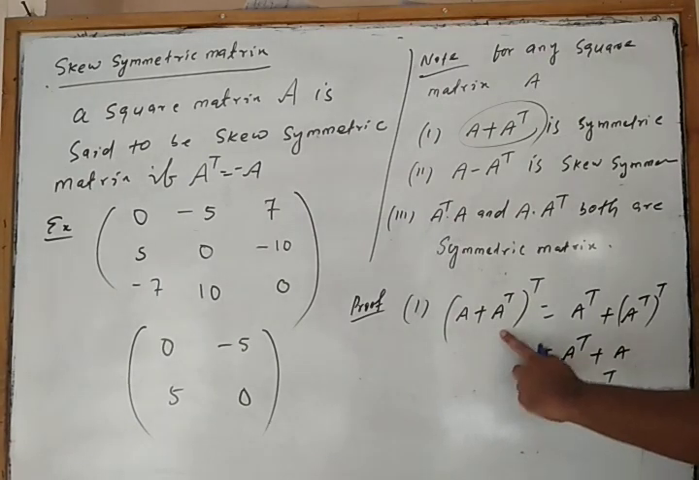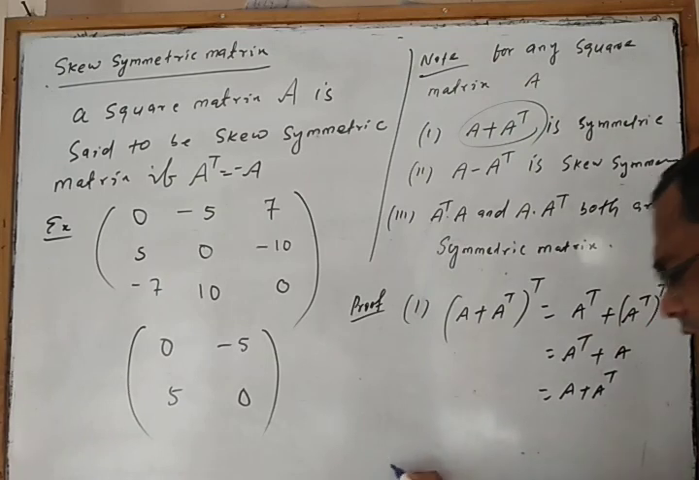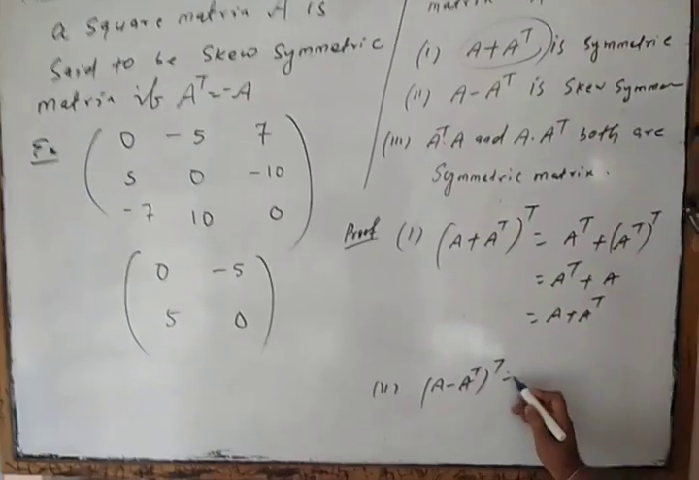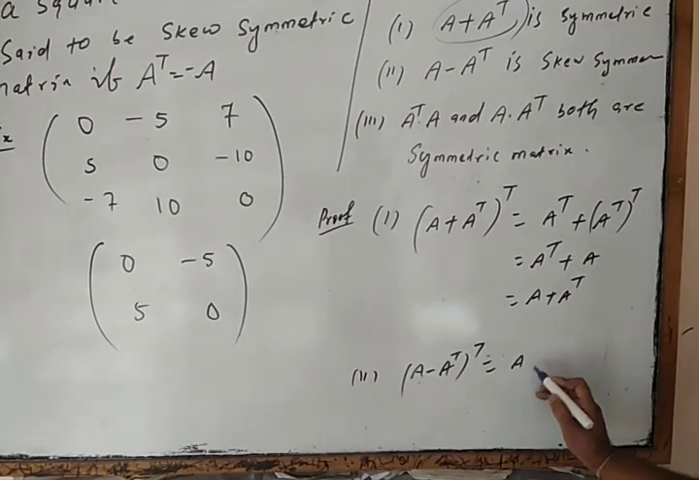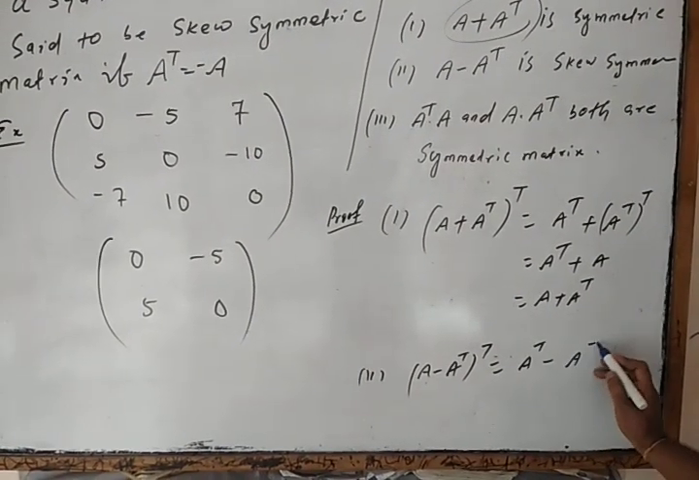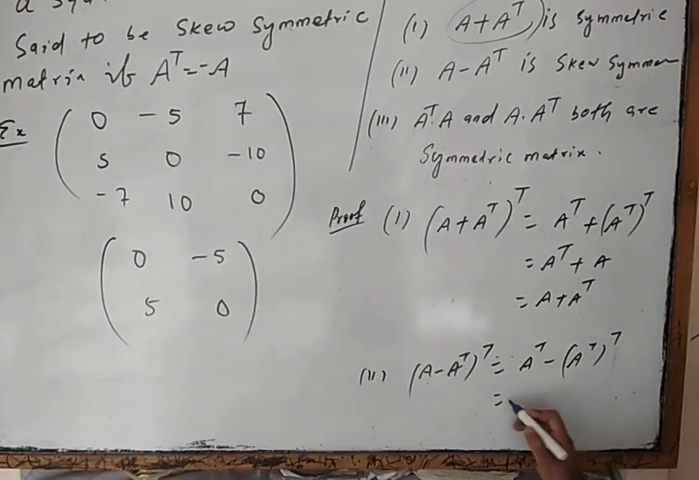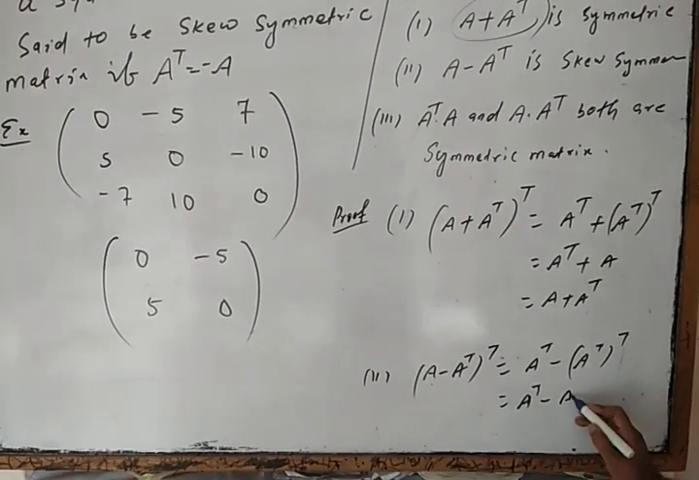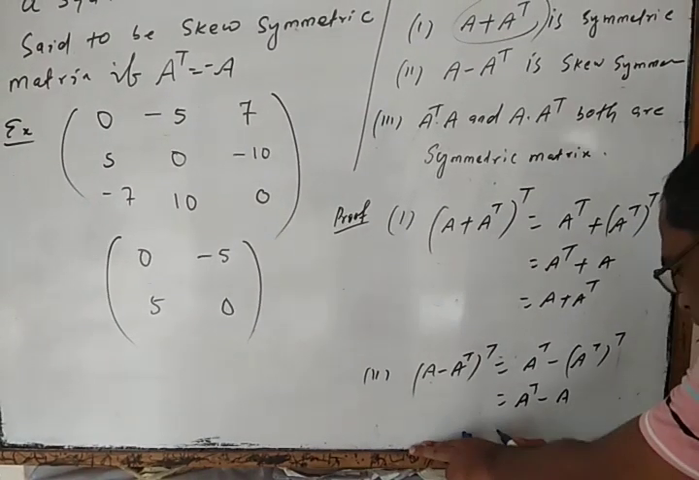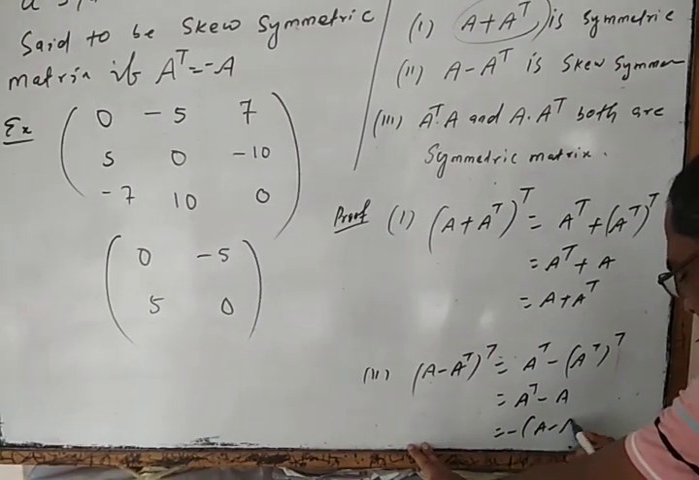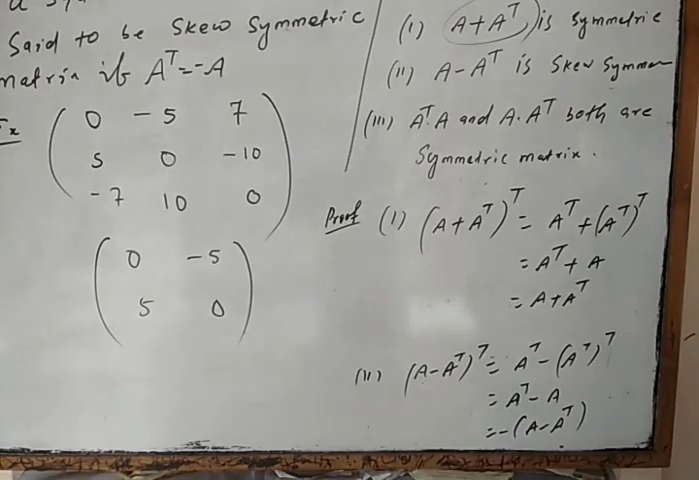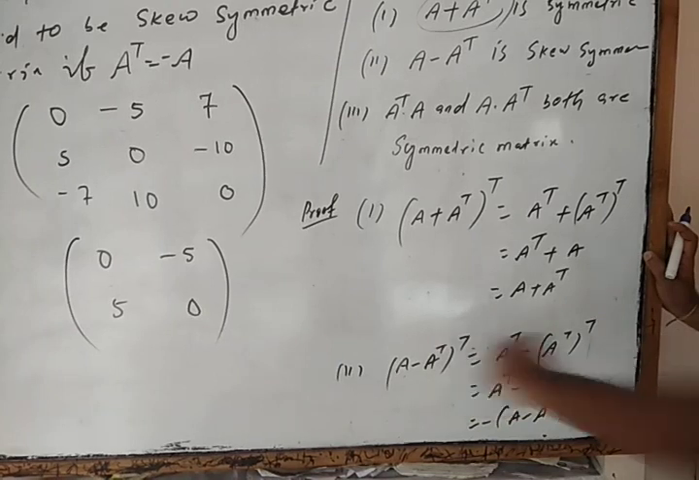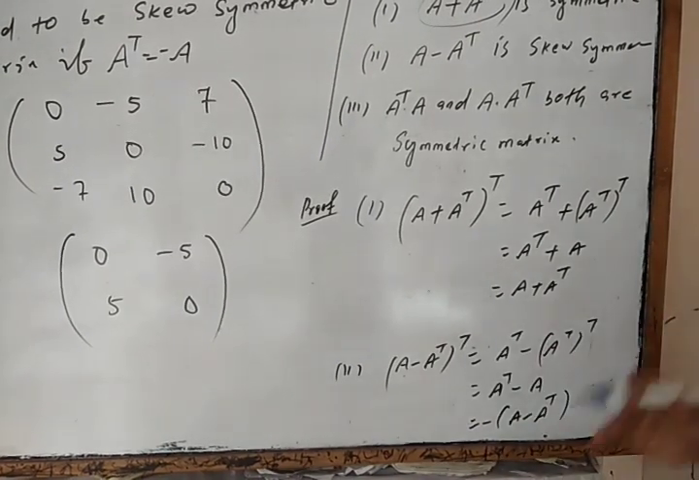Clearly A plus A transpose is a symmetric matrix. Next, proof of 2: (A minus A transpose) transpose equals A transpose minus (A transpose) transpose, which is equal to A transpose minus A. Taking minus common, this is equal to minus of (A minus A transpose). So clearly A minus A transpose equals minus of (A minus A transpose), so A minus A transpose is a skew symmetric matrix.